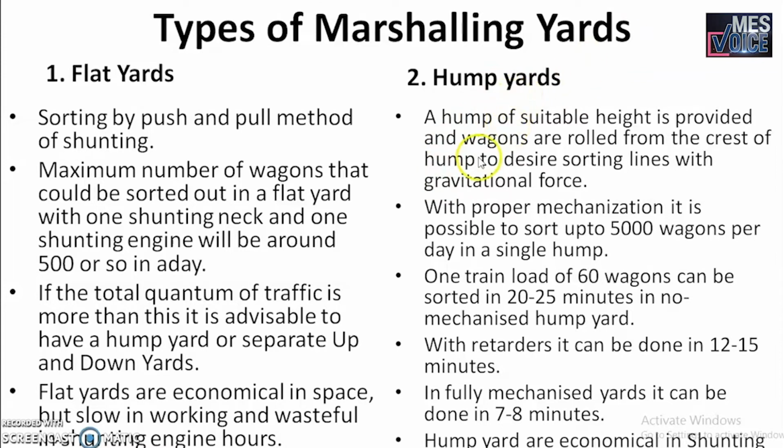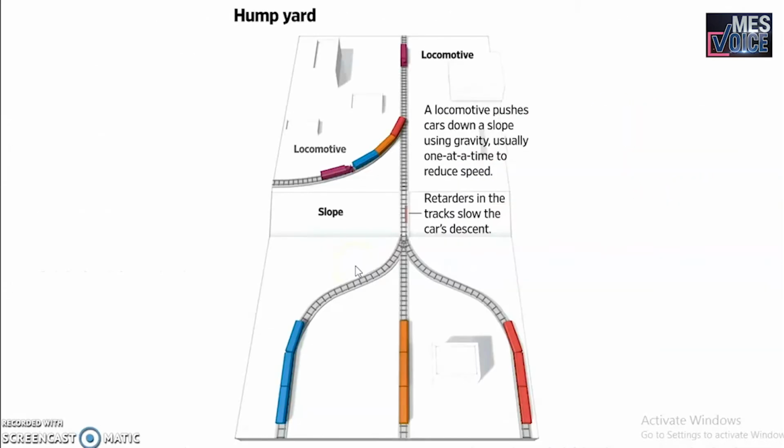And this is a hump yard. A hump yard is suitable where height is provided, and wagons are rolled from the crest of the hump to the desired sorting lines with gravitational force. If I explain this, you guys won't understand, so let me look into this image. This is how actually a hump yard works.